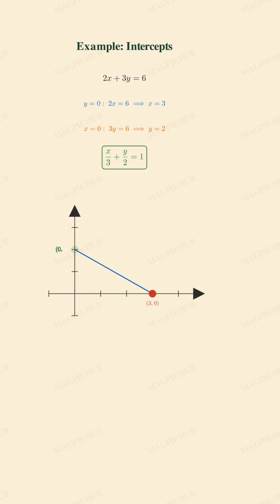Example, the line 2x plus 3y equals 6. For x-intercept, put y equals 0, 2x equals 6, so x equals 3. The x-intercept is 3. For y-intercept, put x equals 0, 3y equals 6, so y equals 2. The y-intercept is 2. In intercept form, x over 3 plus y over 2 equals 1. Watch the line cross the axis at these exact points.